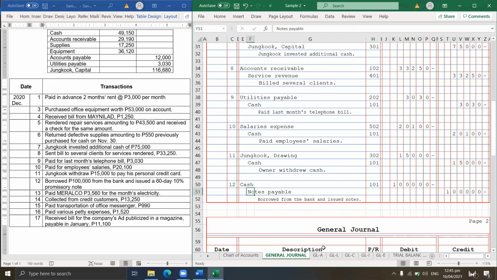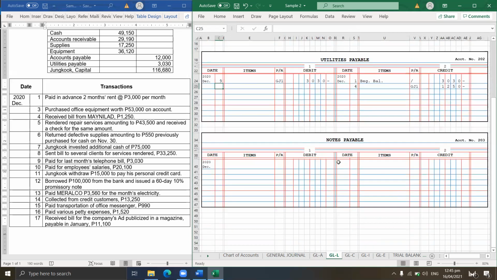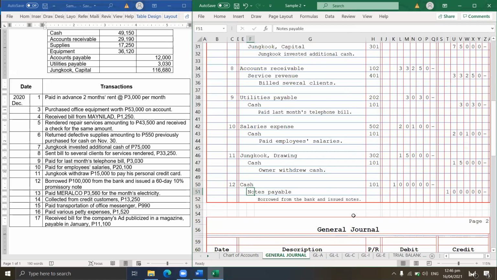And then last, we have notes payable. So that's a liability. So credit, 100,000. So credit tayo sa notes payable. So that's 2020 December credit on December 12. Okay, no items. Our PR is still GJ1. And then our credit amount is also 100,000. Okay, so after posting, balik sa journal para sa account number na 203. Okay, so that's 203. So we're done with the December 12.